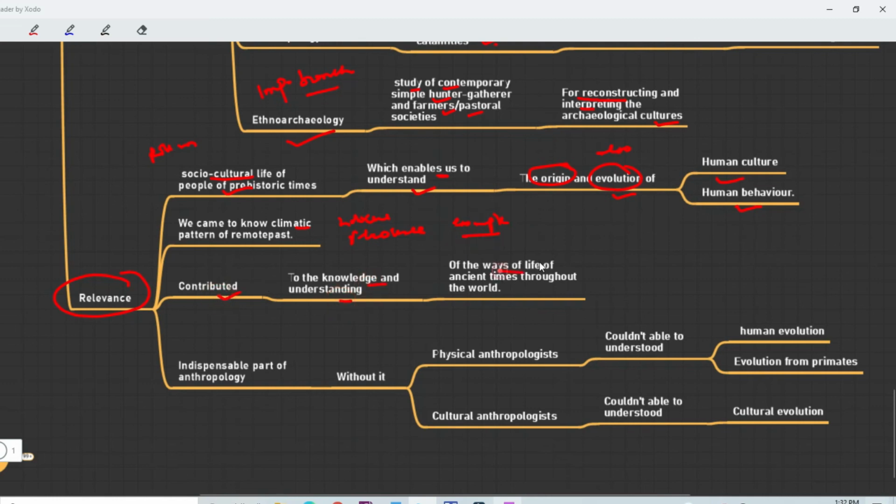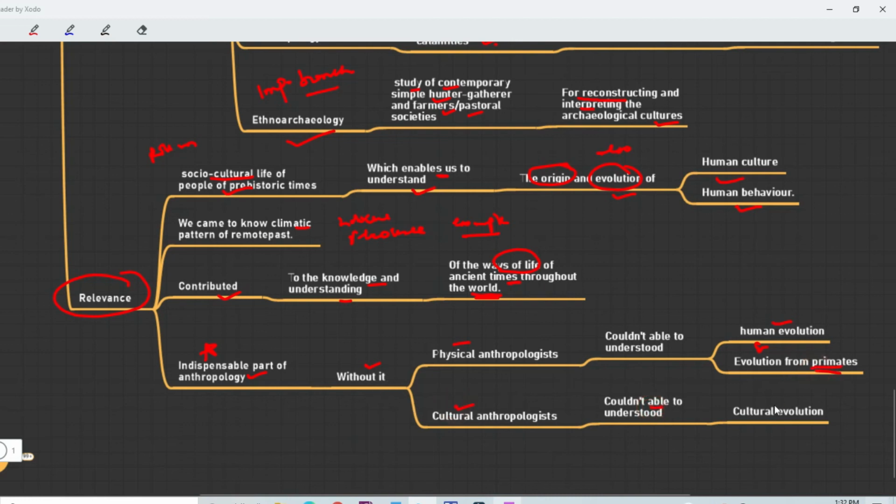It is thus an indispensable part of anthropology because without it, the physical anthropologist could not understand human evolution and human evolution from the primates. And also, the cultural anthropologist could not understand cultural evolution.